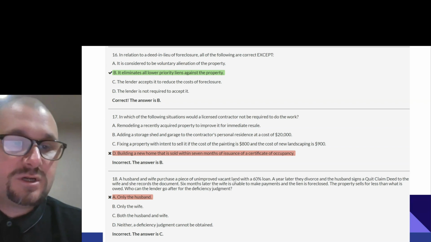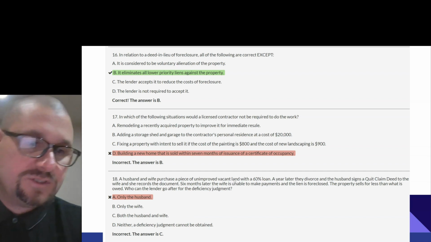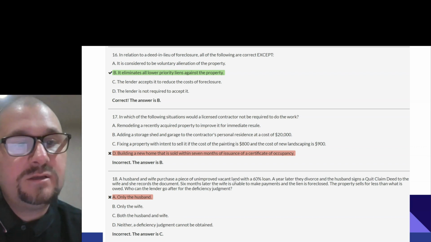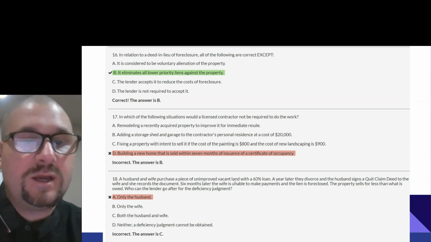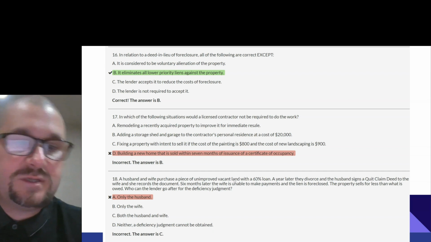So this one's going to be Charlie, both the husband and wife. So there's a big misconception here. So how come the husband is involved here? Why is the husband still on the hook with this deficiency judgment?